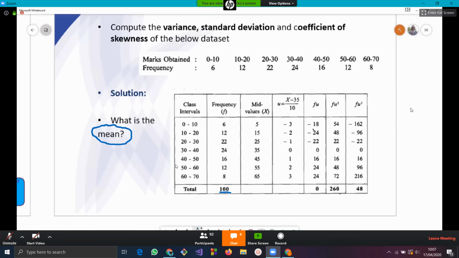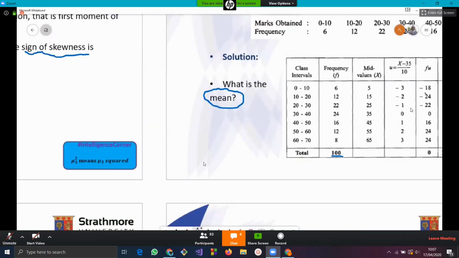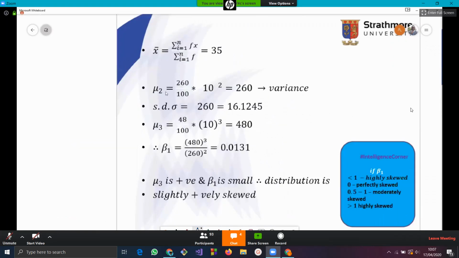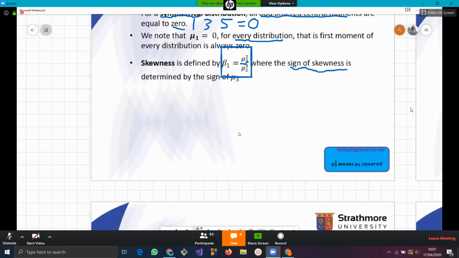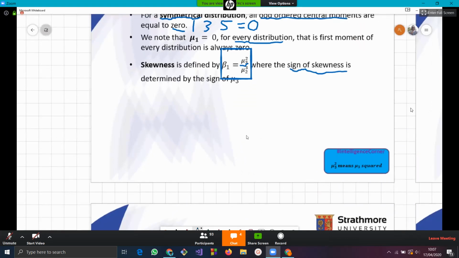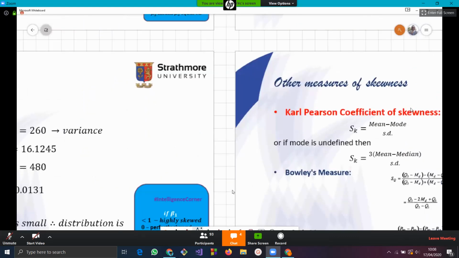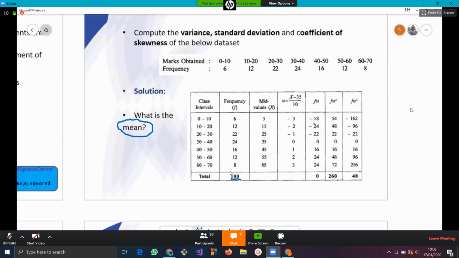So how do I get the second moment? According to the formula, this is the calculation I was able to do. Number one, the mean is 35. Number two, the second moment is made up of, if you can remember, the formula here.